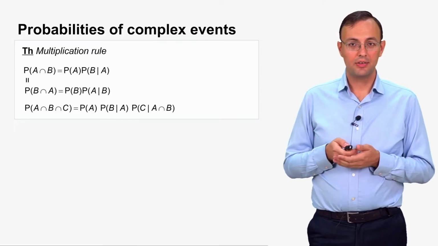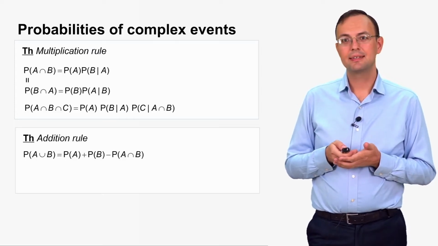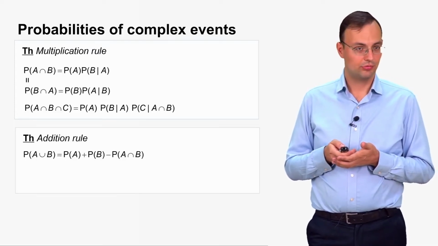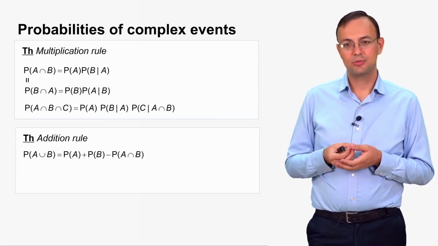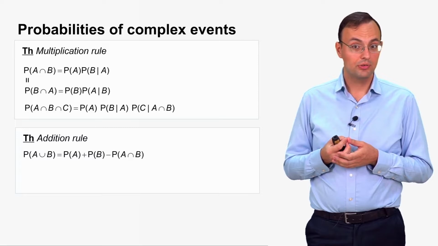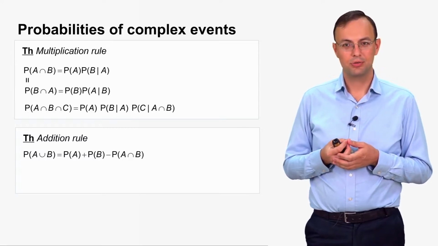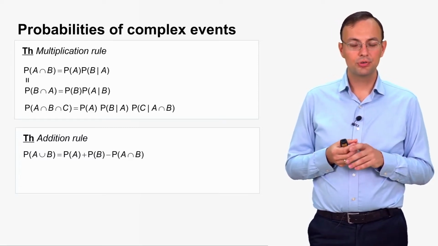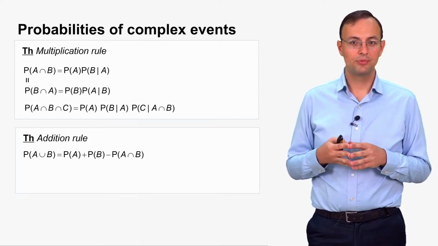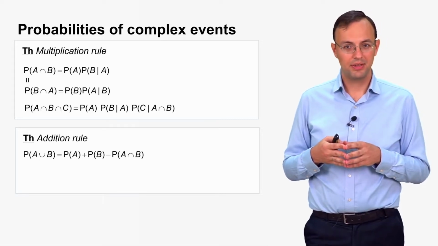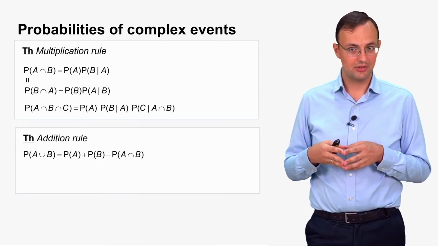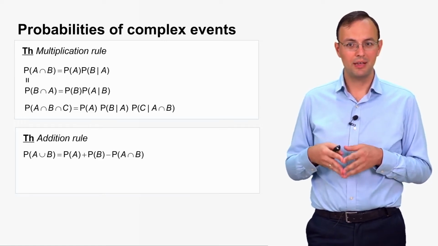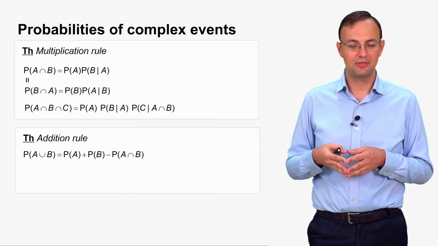So the next is the addition rule, or the addition theorem. It helps us to find probabilities of unions of random events. So for two events, probability of union of A and B is sum of probabilities minus probability of intersection. So P of A plus P of B minus P of A intersection B.